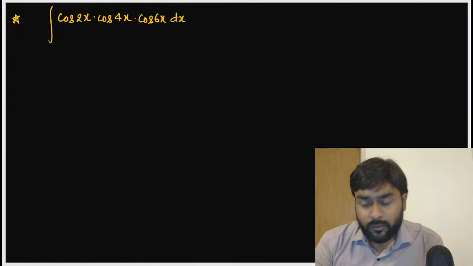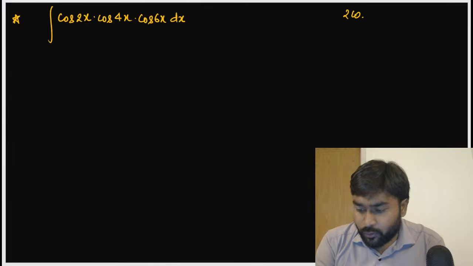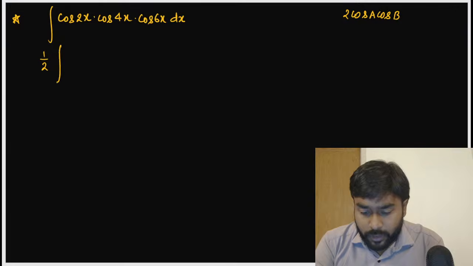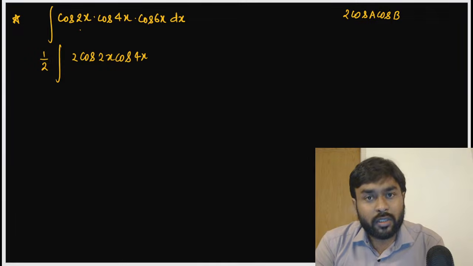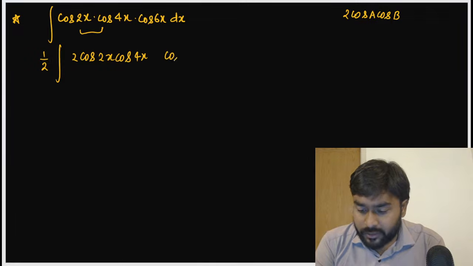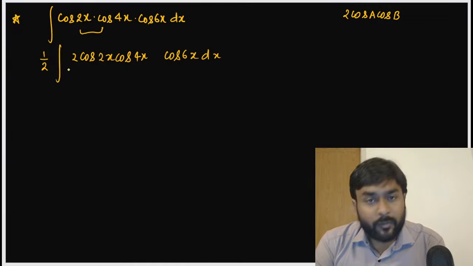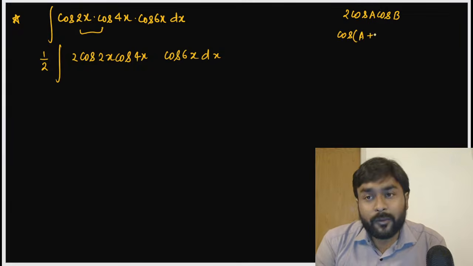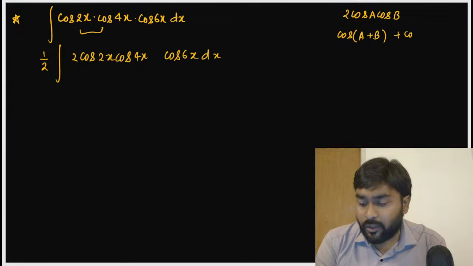How can you approach? First, we have to create the 2 cos A cos B formula. The formula is cos A plus B plus cos A minus B. How will you create it? Here you can multiply by 2 and divide by 2. So 1 by 2, and here you can write 2 cos 2x cos 4x. We are applying it only to these two terms; cos 6x we will apply later. So here we are applying 2 cos A cos B, whose formula is cos A plus B plus cos A minus B. This formula you can apply.